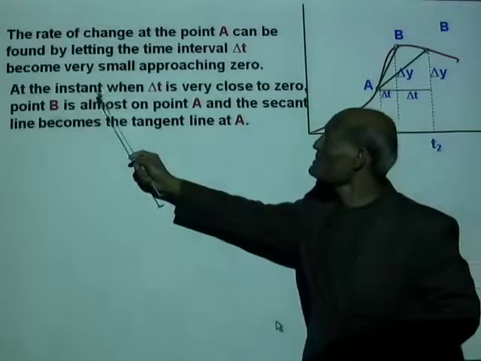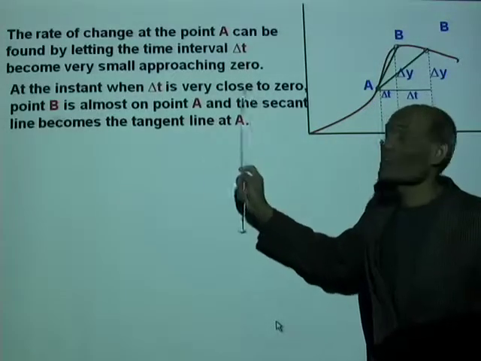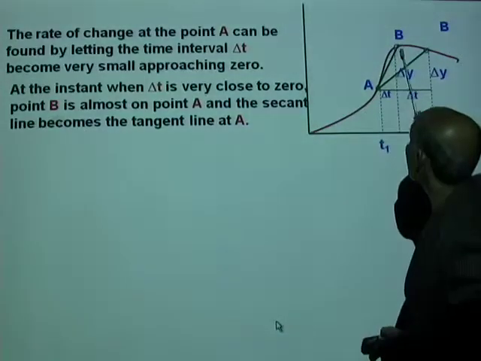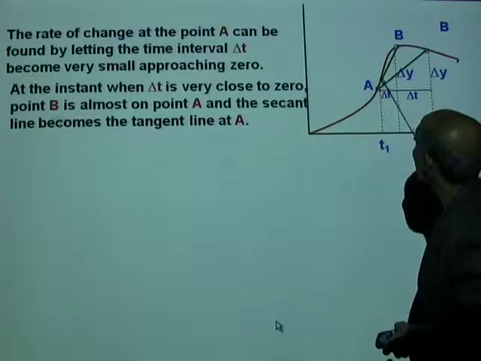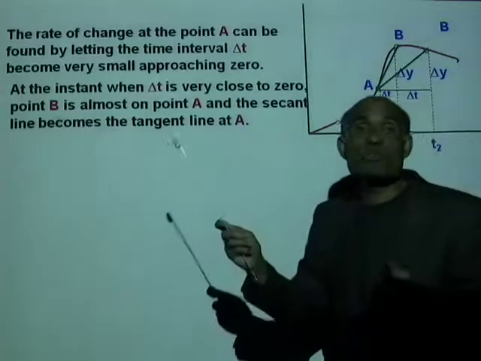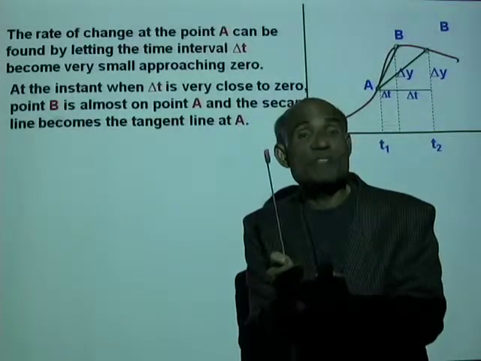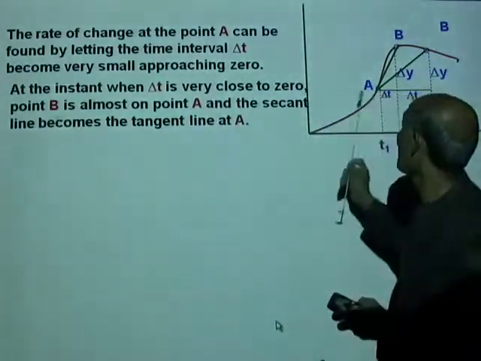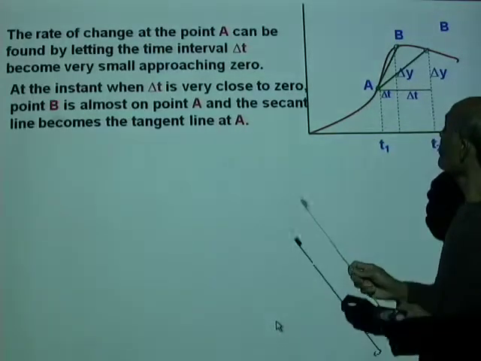Now, at the instant when delta t is very close to zero, we say the point B is almost at the point A. If you now bring B again closer and closer so that B is here, there will be no distinction between the secant line and the curve itself. And the line then becomes a tangent line at the point A. Is that right? Now, that is very important to know.